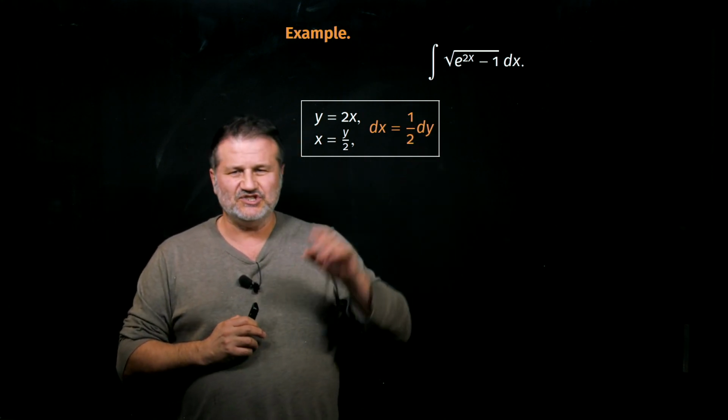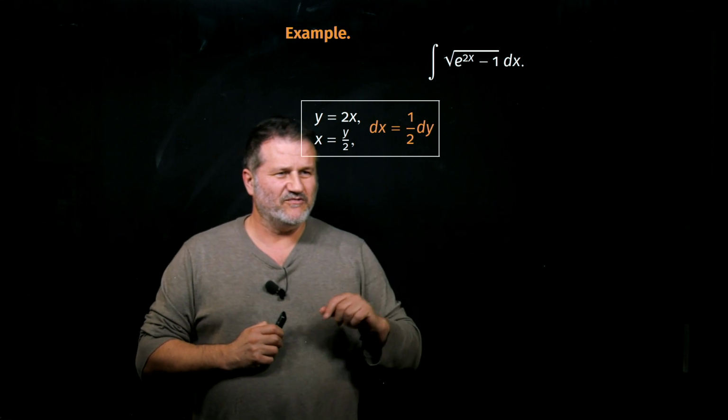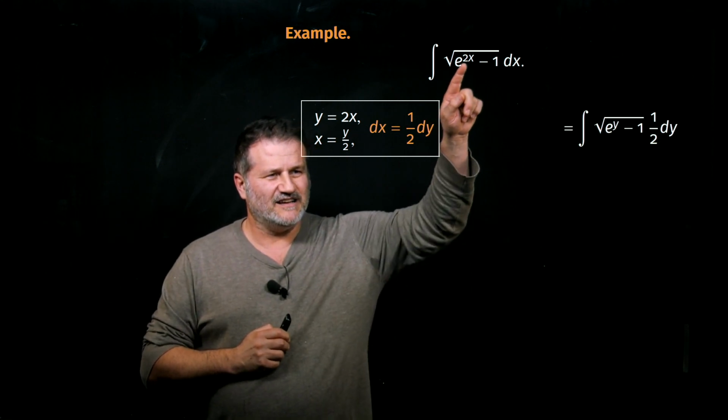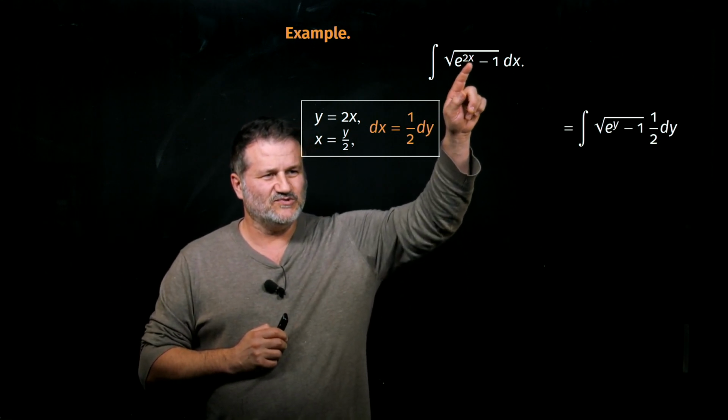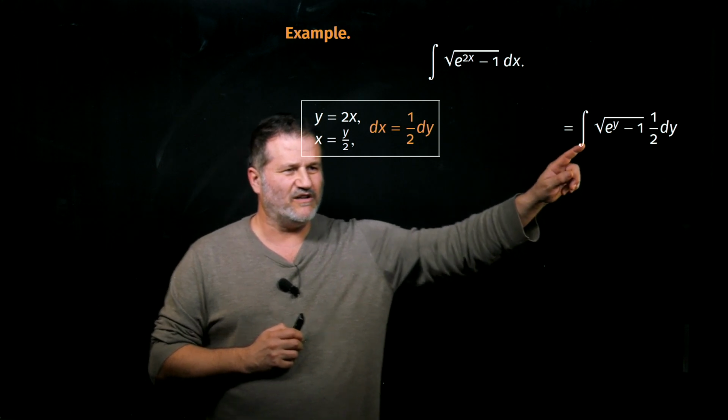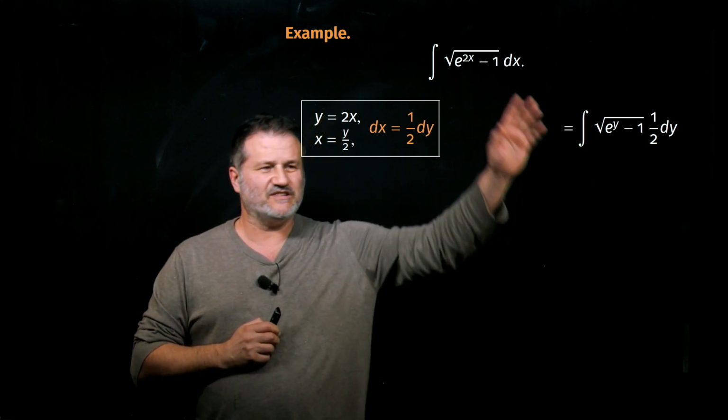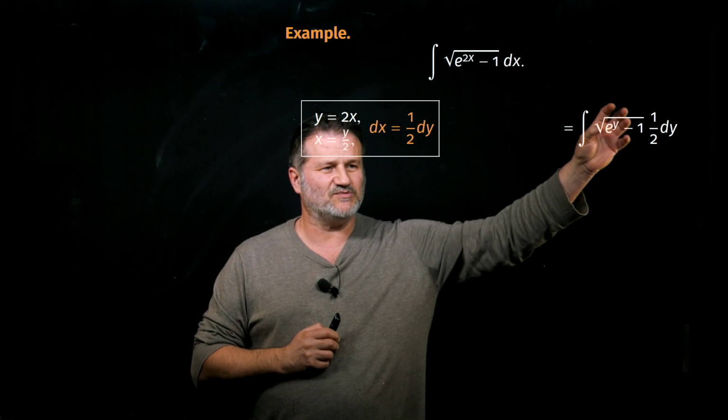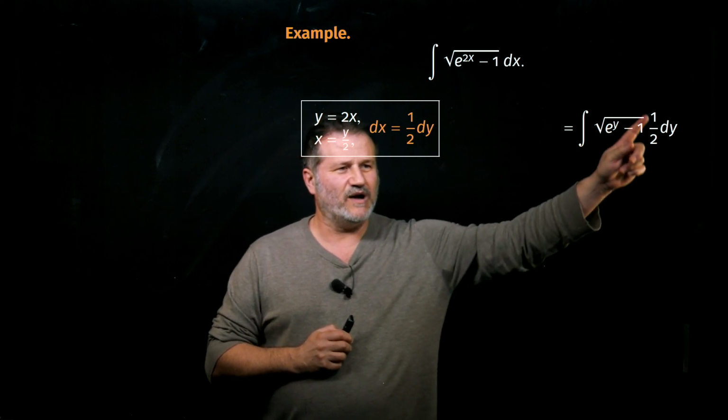Now, if we do this change of variable, our primitive will become, since there is only y equal to 2x, so this becomes root of e to y minus 1. So the function in the variable y is this one. dx becomes 1/2 dy.